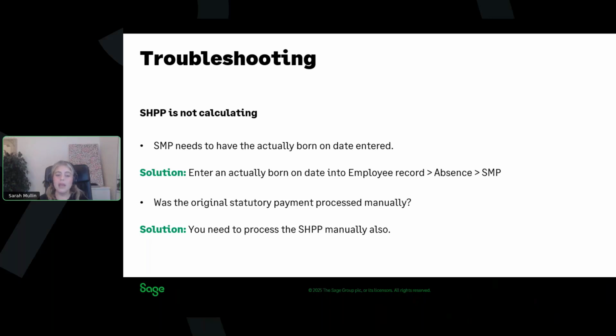So if you're not too sure why it's not calculating, it's always worth checking within the record of the original statutory payment to see if that box for manual has been ticked. If it has, then the solution for that one is you just need to process the shared parental pay manually as well.